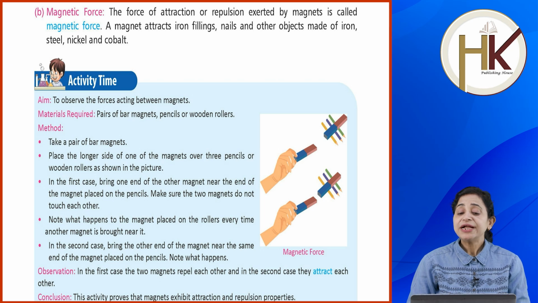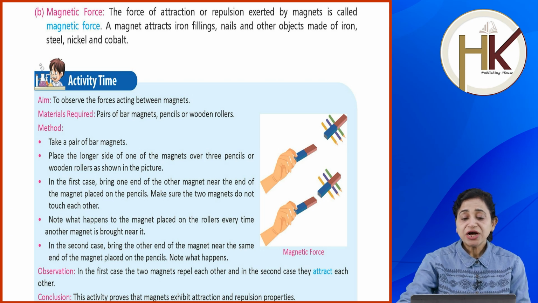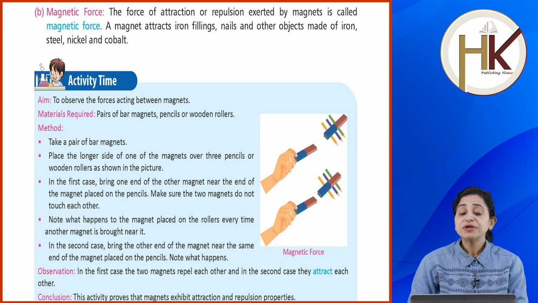A magnet attracts iron filings, nails and other objects made of iron, steel, nickel and cobalt. Now let's do this activity, which aims to observe the forces acting between magnets. The materials required are pairs of bar magnets and pencils or wooden rollers. Method: take a pair of bar magnets and place the longer side of one of the magnets over three pencils or wooden rollers, as shown in the picture.